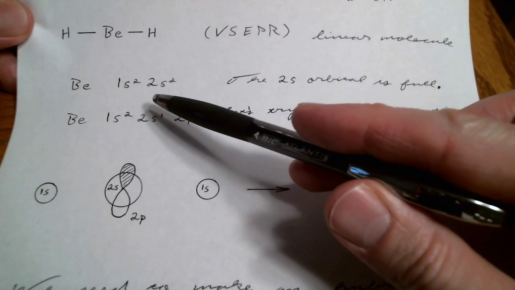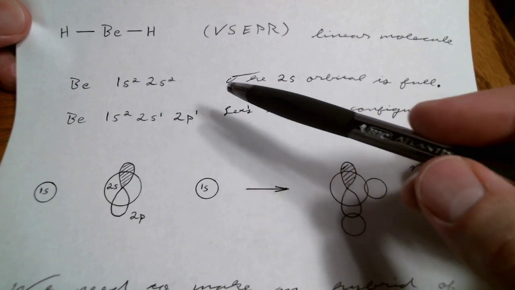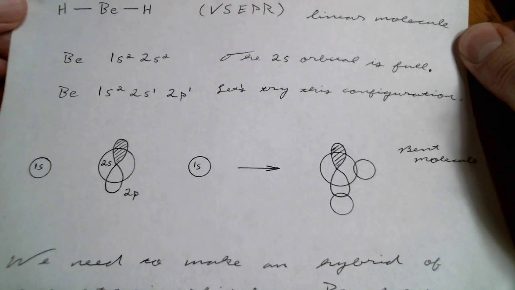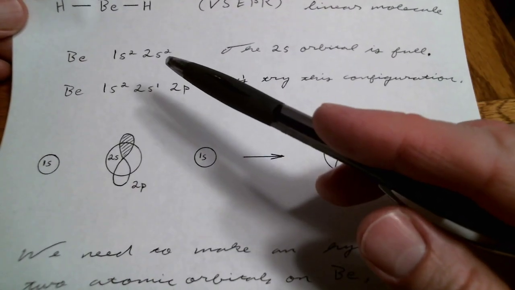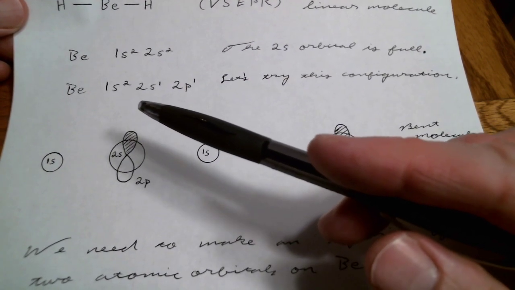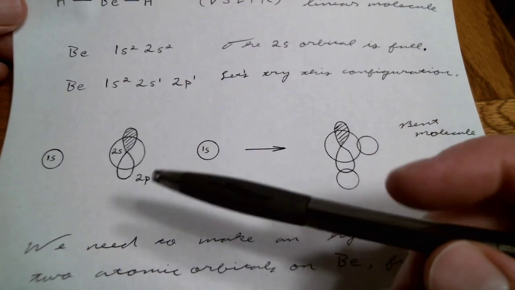If we look at beryllium, its ground state electronic configuration is 1s2, 2s2. The 2s orbital is full. Let's try another configuration for bonding. Why don't we promote one of the electrons in a 2s orbital up into a 2p orbital? So we'll have beryllium in this electronic configuration, 1s2, 2s1, 2p1.